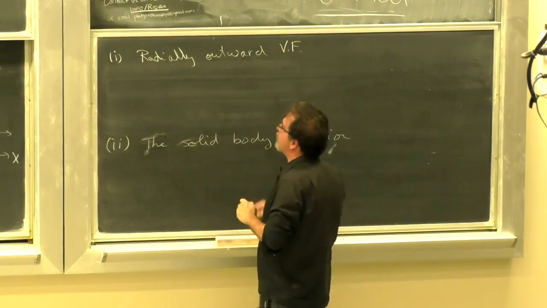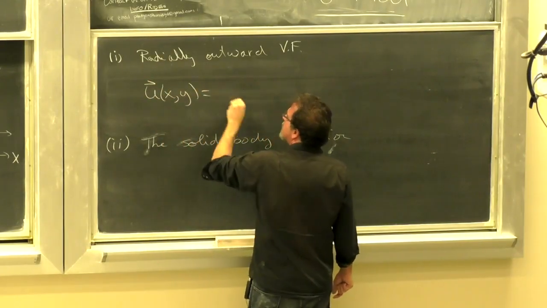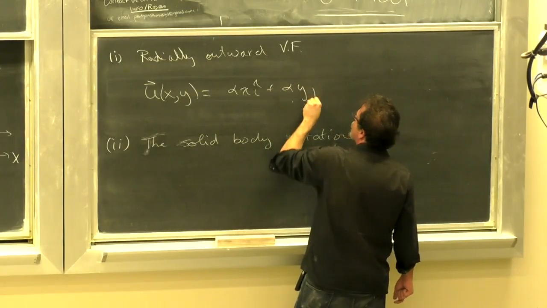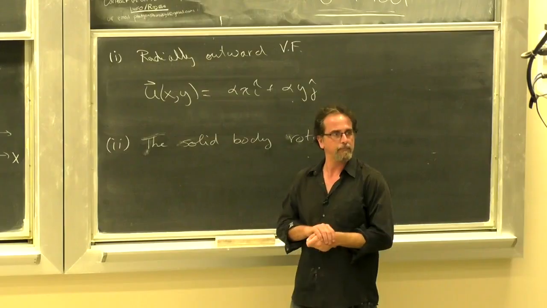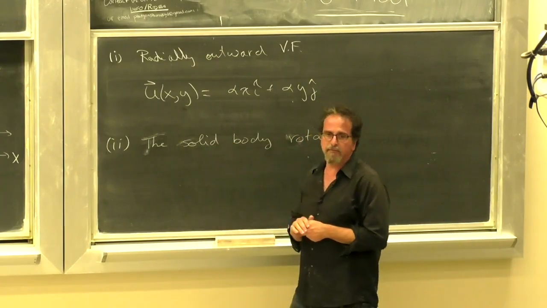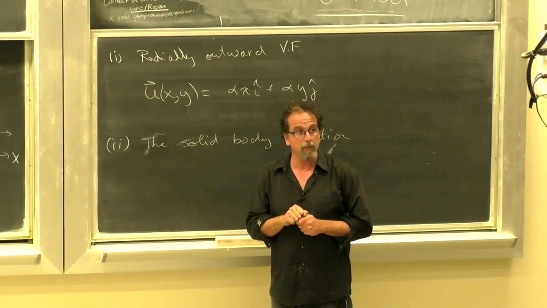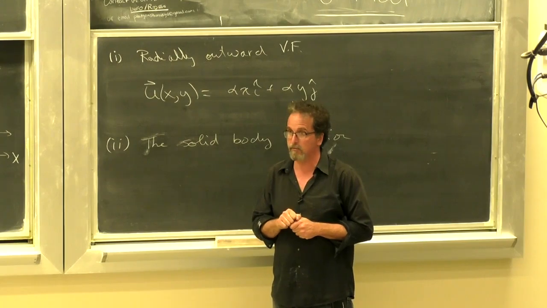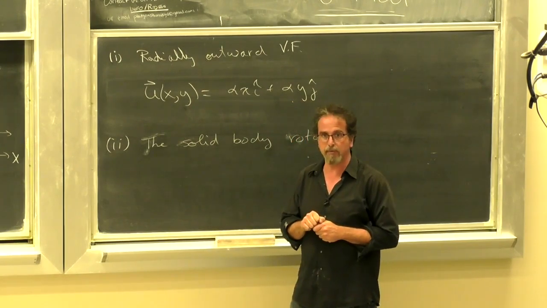The radially outward vector field is u vector of x and y is equal to alpha times x i hat plus alpha times y j hat. This is the radially outward vector field. If u is a velocity field, it's in meters per second, and x and y are measured in meters, therefore alpha must be measured in reciprocal seconds. Keep that in mind all the time when you think about these problems.